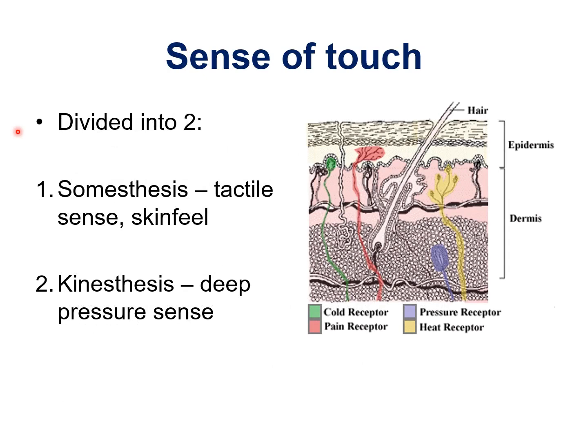So now let's look at the sense of touch. It is divided into two: somesthesis, like the tactile sense, skin feel, and kinesthesis, like the deep pressure sense that you feel in the dermis layer. This is the epidermis, this is the hair follicle. The hair follicle is rooted in the dermis.